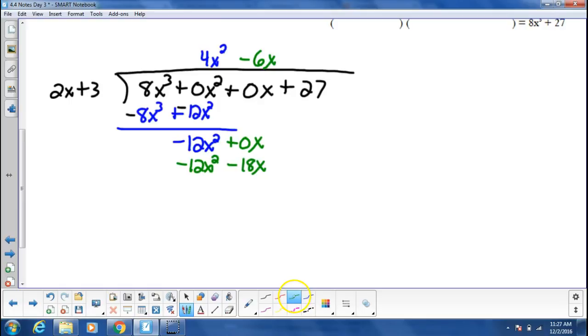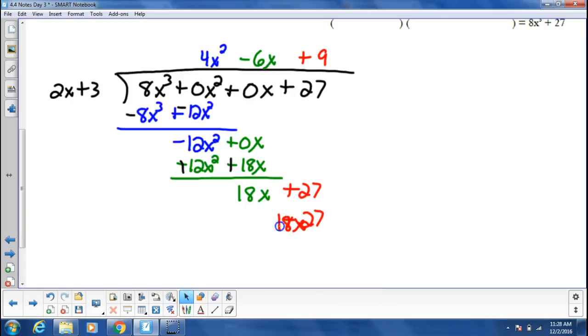Change the signs. Excuse me. First, change and change gives me 18x. Drop the 27. Multiply now by 9. So that gives me 18x plus 27. It's reading goofy, I tell ya. Change the sign. Gives me 0.